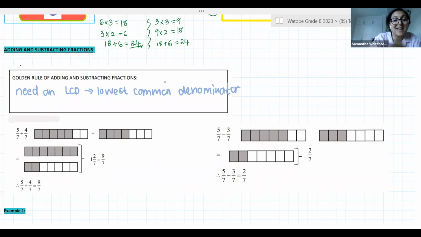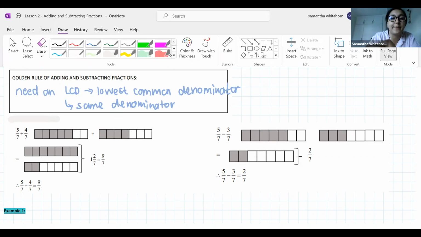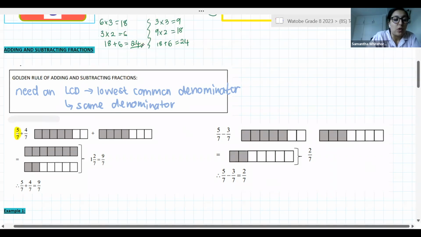Our denominators have to be the same, because we cannot compare or add or subtract our fractions if they aren't. So the first thing that we always do is find an LCD, a lowest common denominator. What you can see in these two examples is that the denominators are already the same. I've done this just so that we can explain and explore what we're doing.